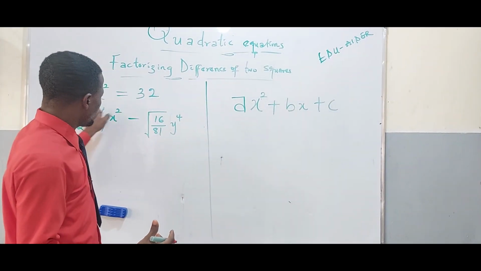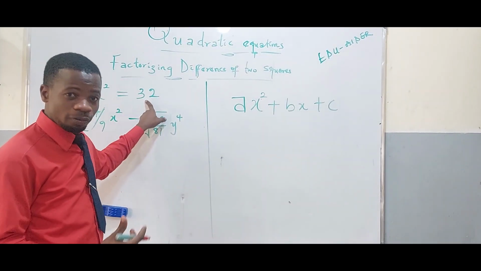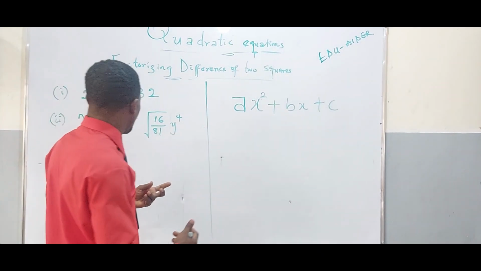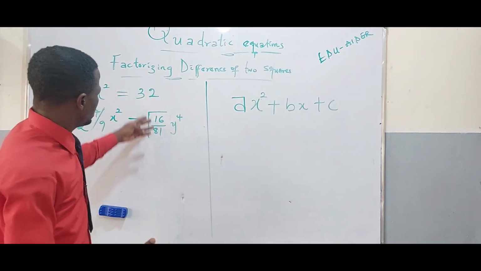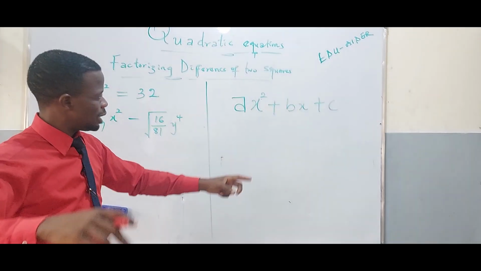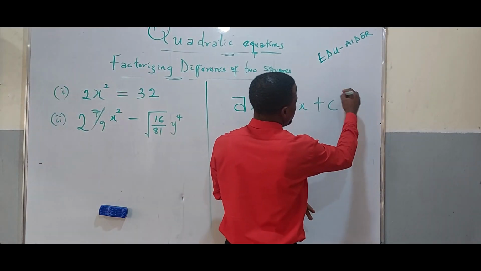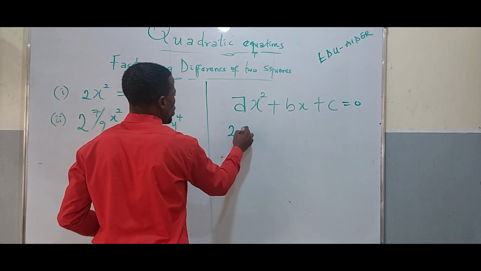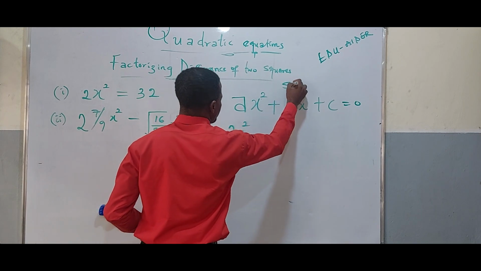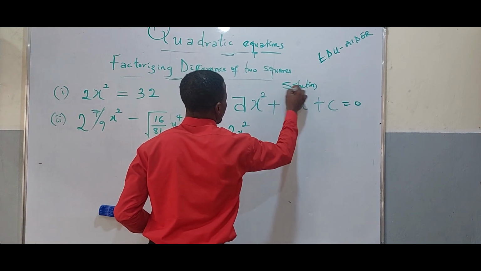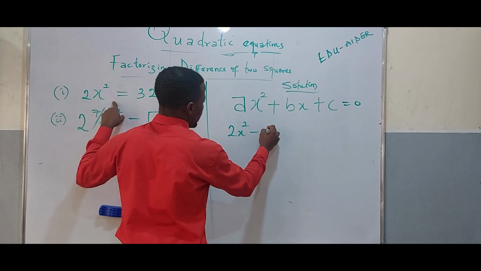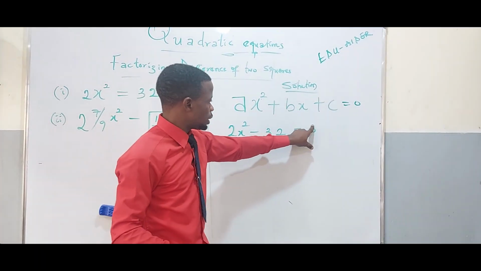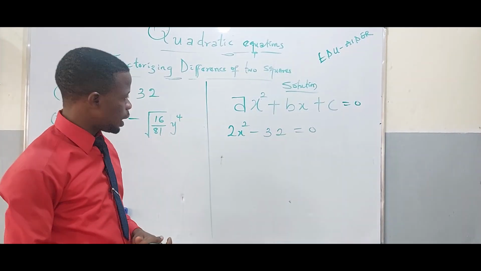We have 2x squared and 32. 2 is a factor of 32. 2 is also a factor of itself. So we can bring that out. Or before we do that, bring this here, make it of this form, the quadratic equation. So we are going to be having 2x squared minus 32 is equal to 0. So this is really a quadratic equation, right?